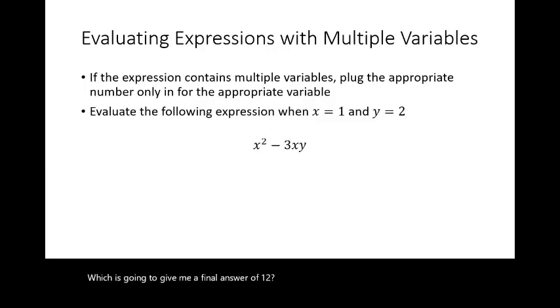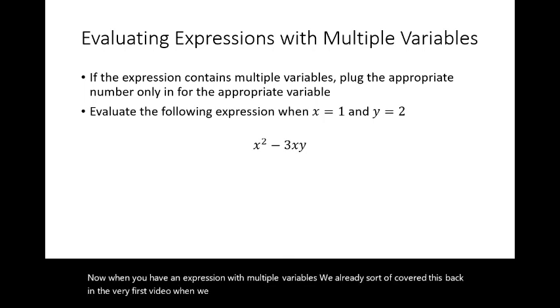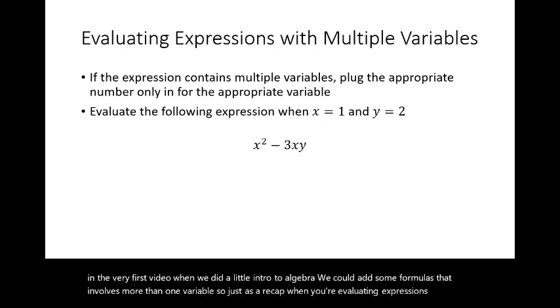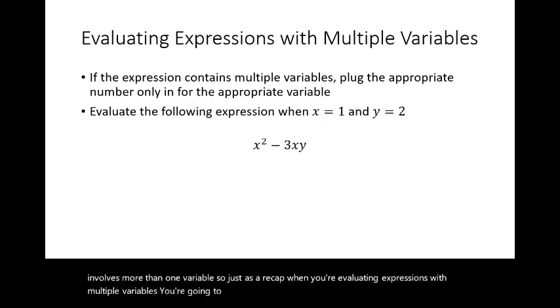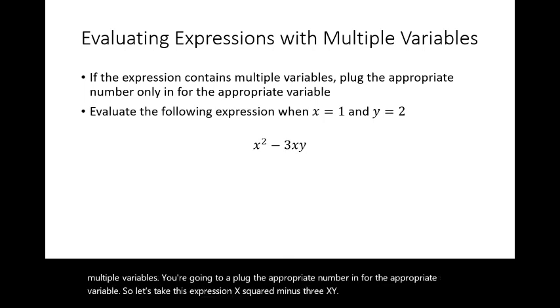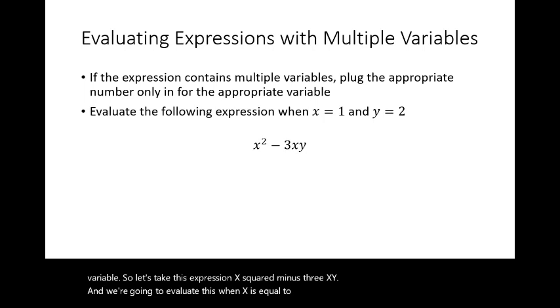Now, when you have an expression with multiple variables, we already sort of covered this back in the very first video when we did a little intro to algebra. We had some formulas that involved more than one variable. So just as a recap, when you're evaluating expressions with multiple variables, you're going to plug the appropriate number in for the appropriate variable. So let's take this expression, x squared minus 3xy, and we're going to evaluate this when x is equal to 1 and y is equal to 2.